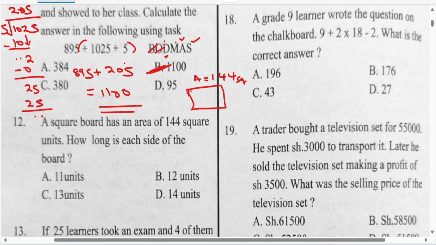So how do you find the sides? Which is very easy. Remember, area is given by side times side for you to get area of a square. So if you want to find out its side, remember S squared is 144. If you want to find S, you do the square root of 144. So the square root of 144 is 12. Two numbers which, if you multiply, give you 144, which is basically 12 units.